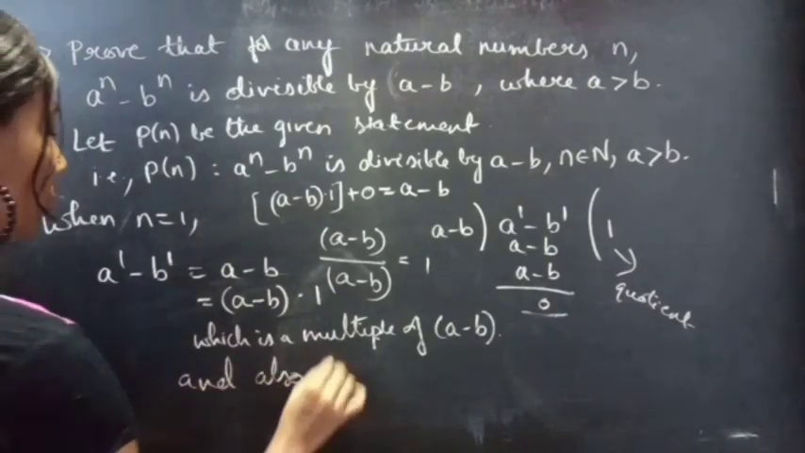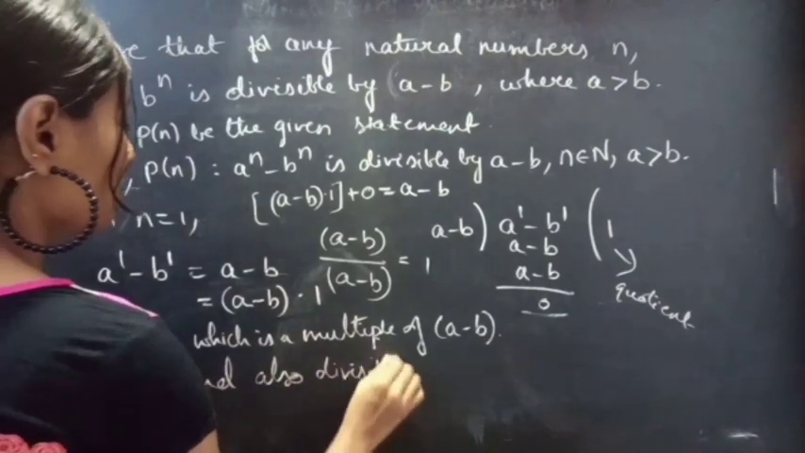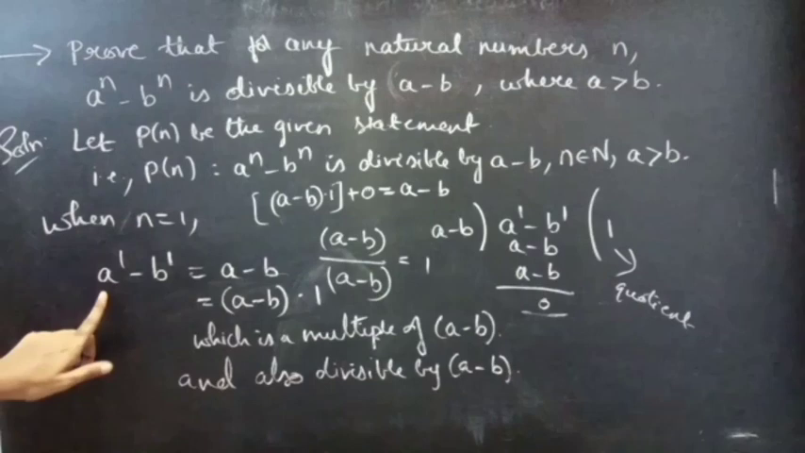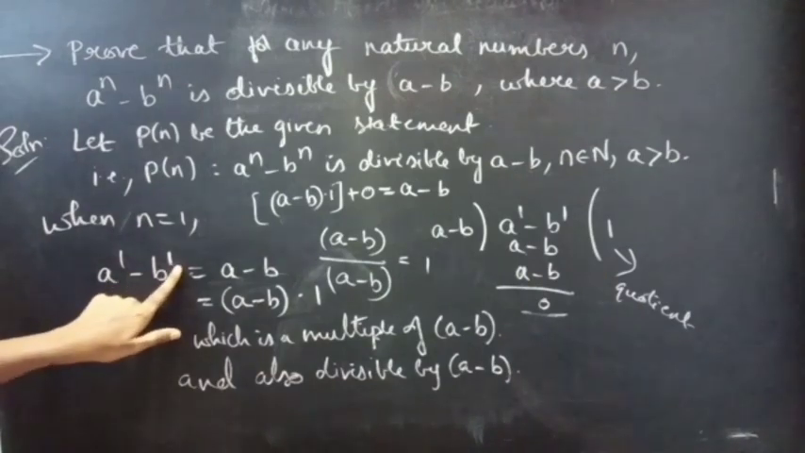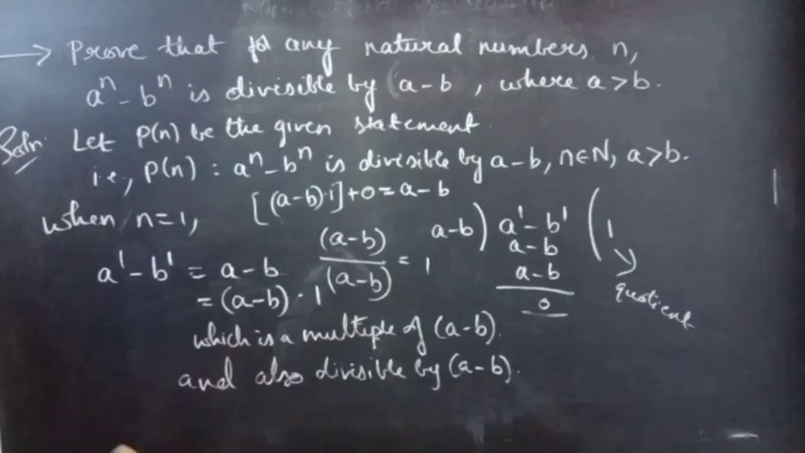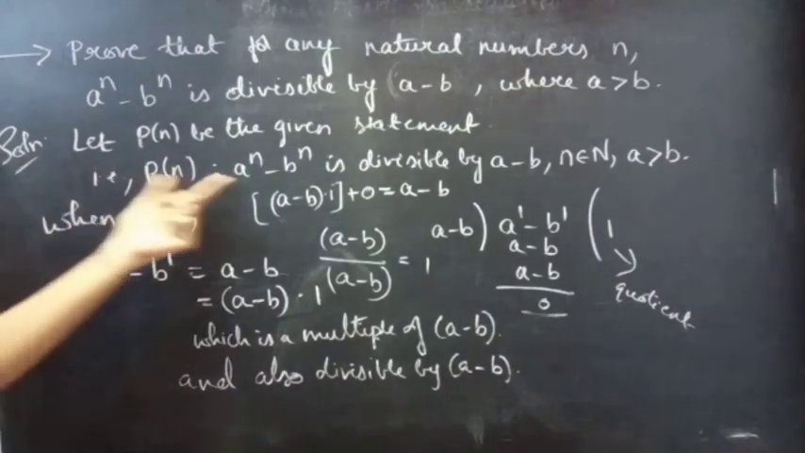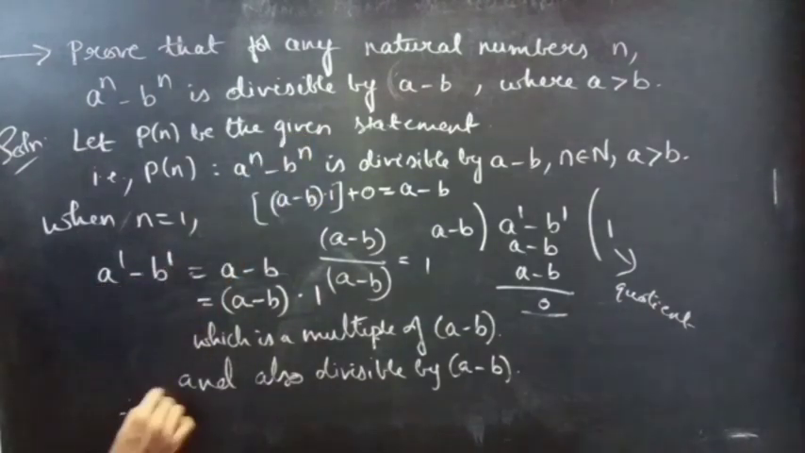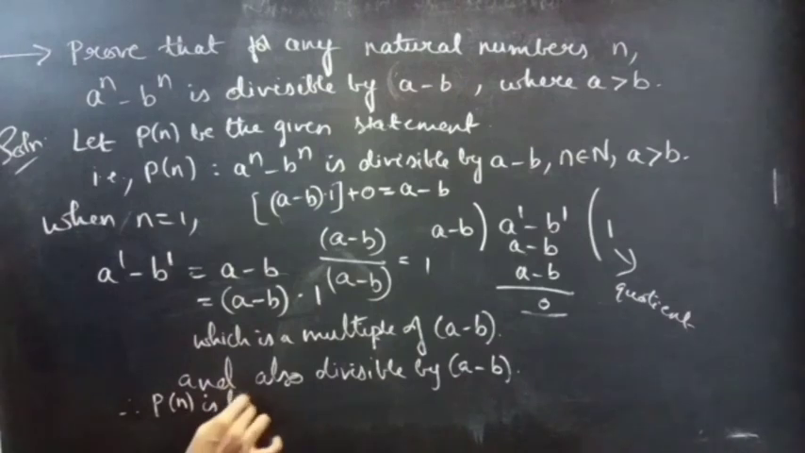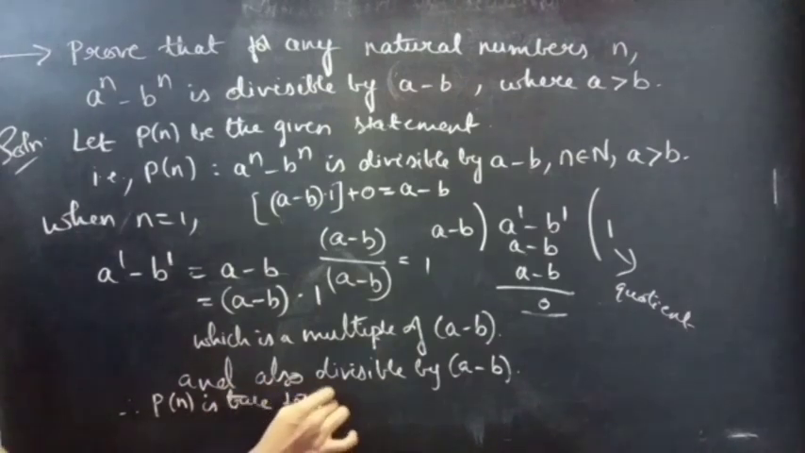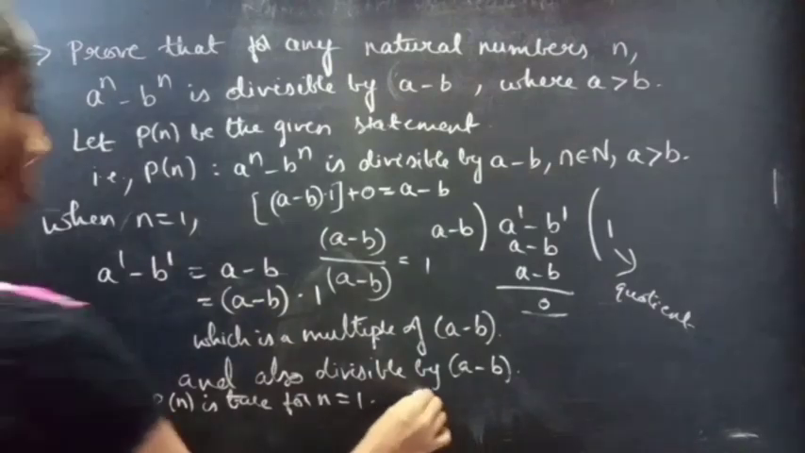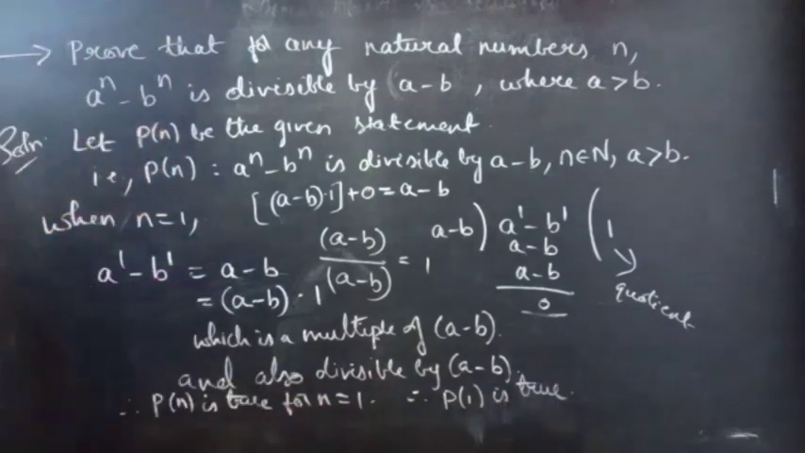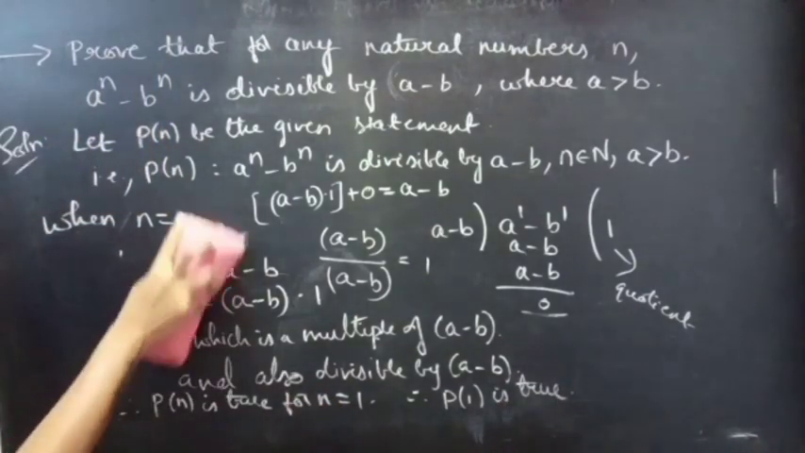And also divisible by a minus b. So a power 1 minus b power 1 is divisible by a minus b. From this we can say that p of n is true for n equals 1. Therefore, p of n is true for n equals 1. From this we can say that p of 1 is true. Likewise, we can prove for n equals 2.